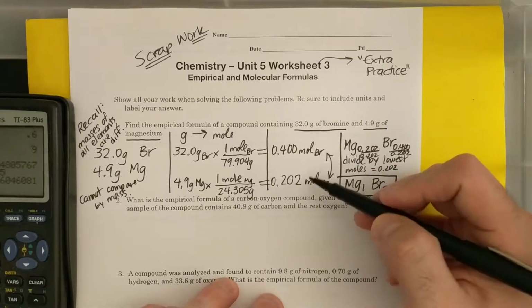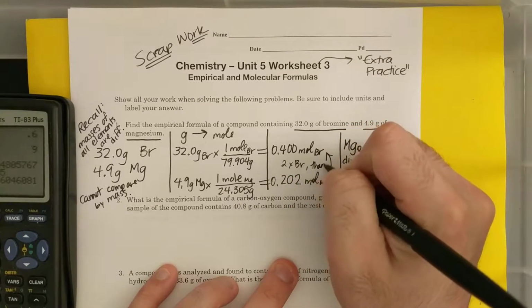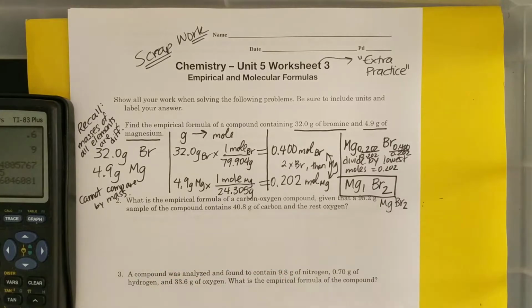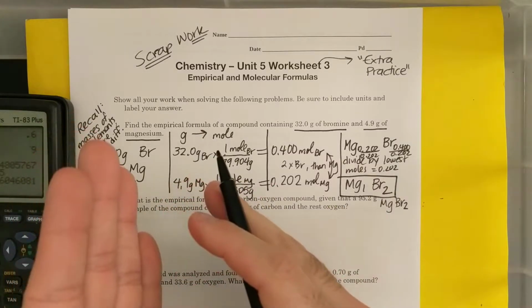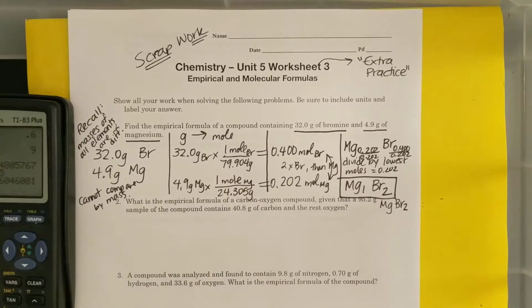Okay? And just by looking at this, it looks like I have 2 times as many bromine than magnesium. So how can I write a formula that has 2 bromines and 1 magnesium? MgBr2. Remember, the metal or the positive charge goes on the left, and the nonmetal goes on the right. So now let's look at something like number 2.